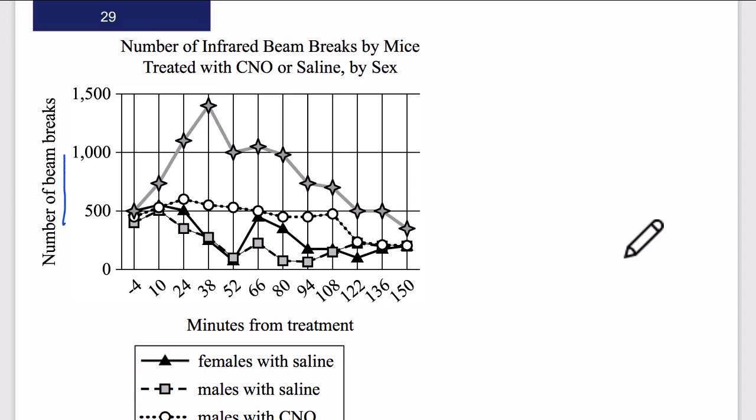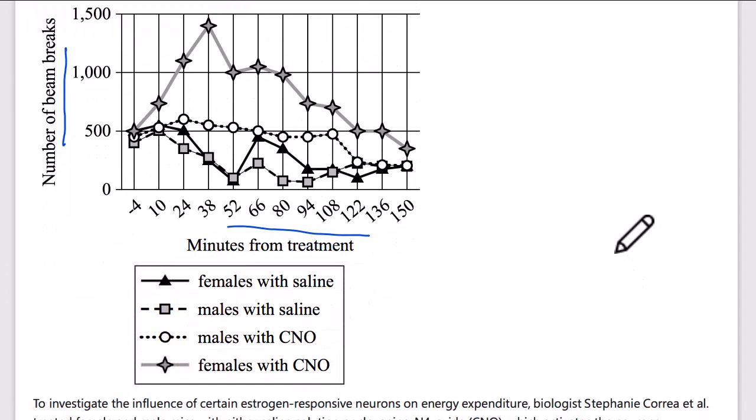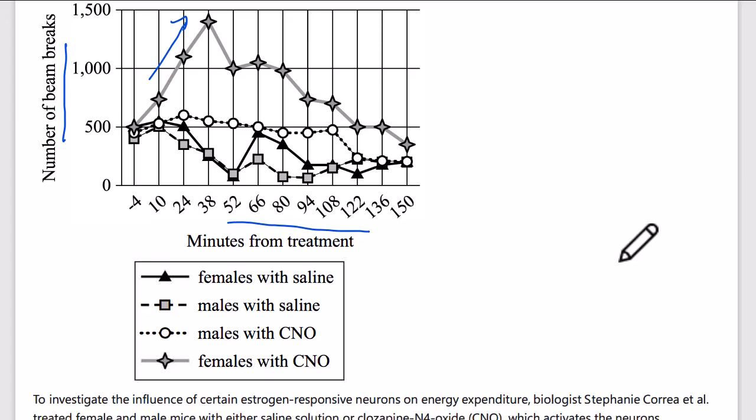So the number of beams vertically, the minutes from treatment horizontally, and we can see what happens here. Females with CNO, whatever that is, it jumps up a lot within 30 minutes or so. The others, not too much movement, but they all seem to trend downward after that 30 minutes. Okay, let's see what's going on from the text.